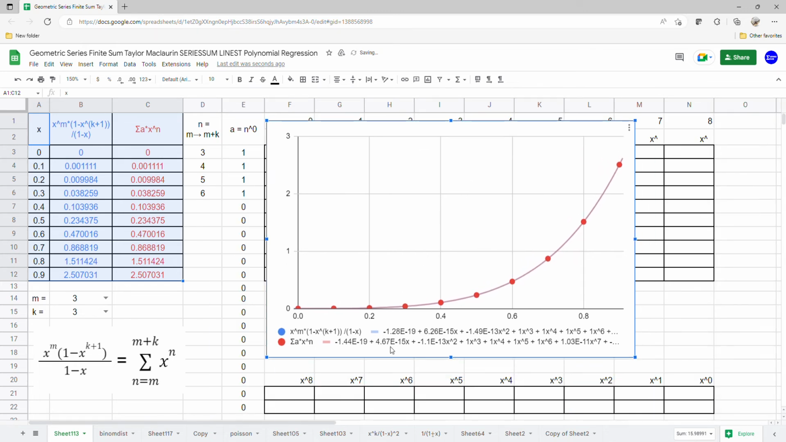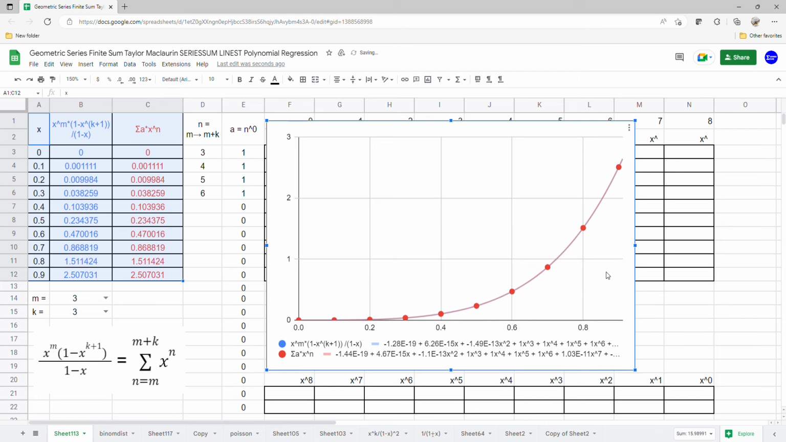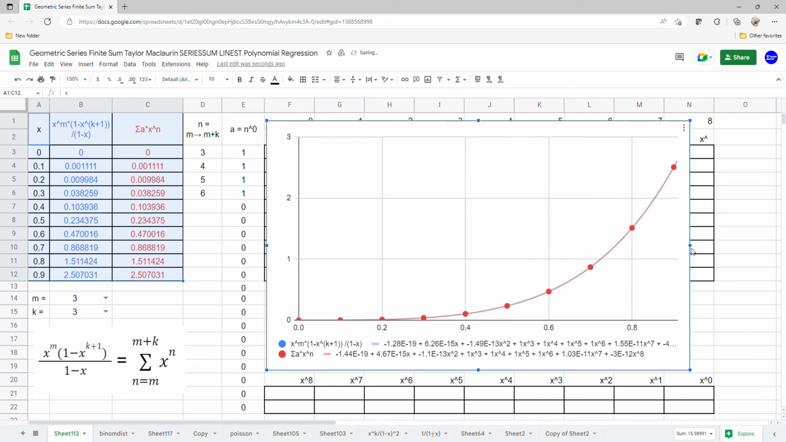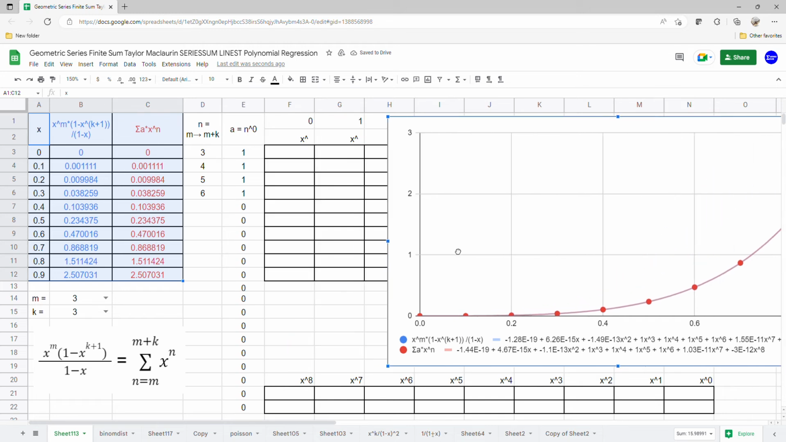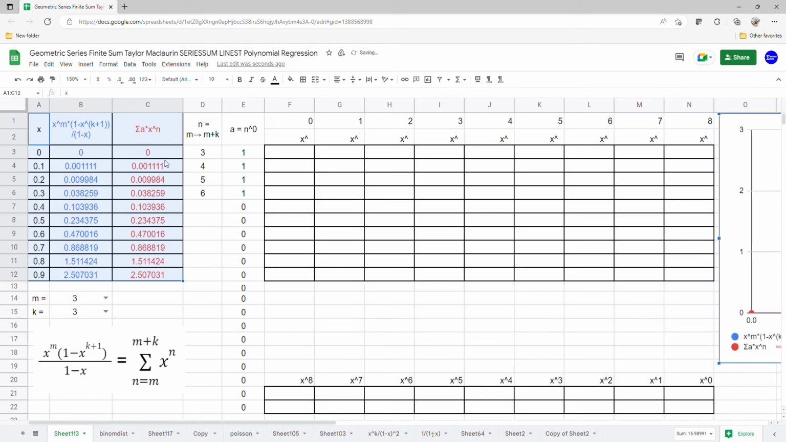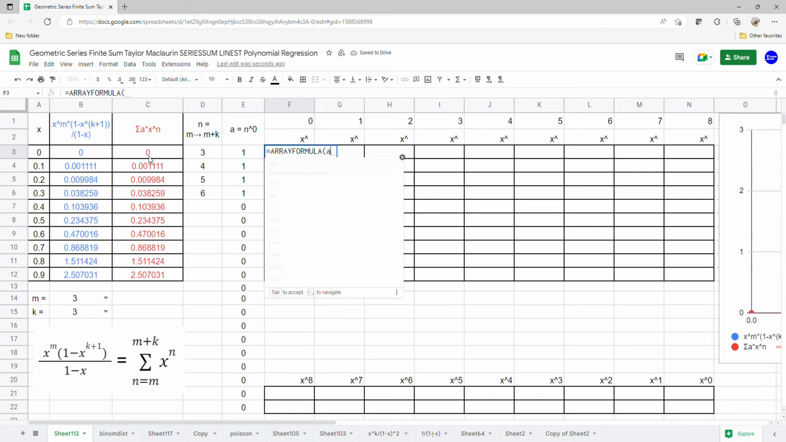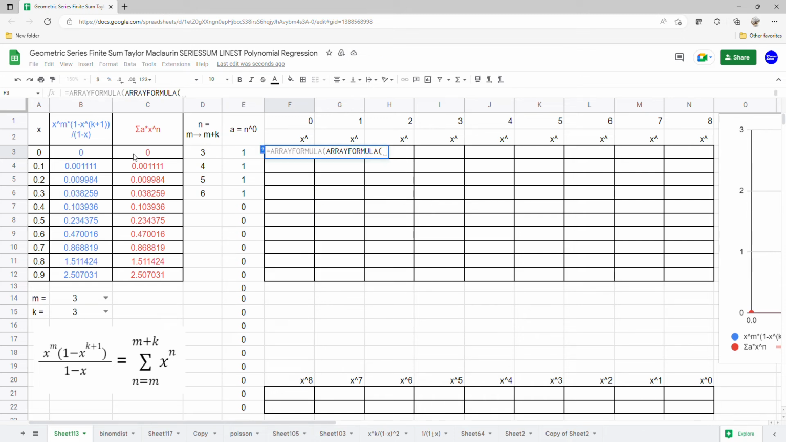We'll calculate this polynomial regression coefficients using LINEST. To do that, we complete the LINEST matrix starting with the power. So the 0 to 8. So this will be array formula of the x values raised to the power 0 to 8.